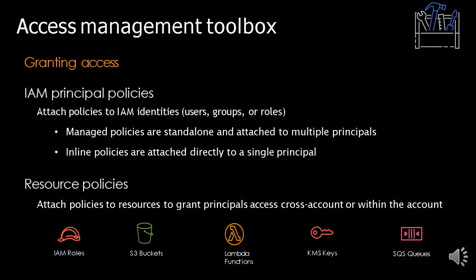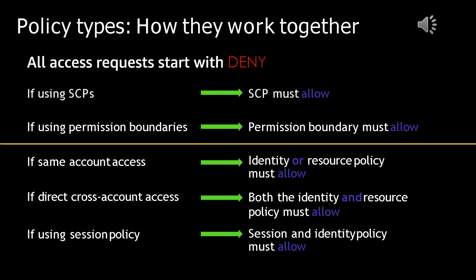Now let's take a look at granting access. For this, we have 2 main ways to achieve this, which include using IAM principal policies and resource policies. IAM principal policies are policies that are attached to a principal, such as users or roles, whereas resource policies are policies that are attached to resources, such as S3 buckets or Lambda functions. Now let's take a look at how these policy types all work together.